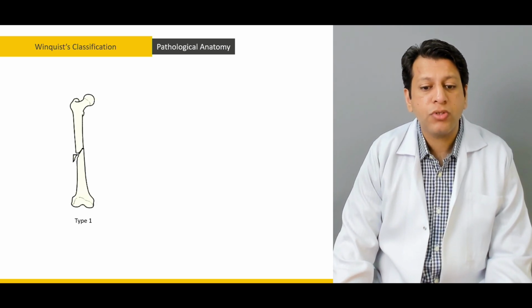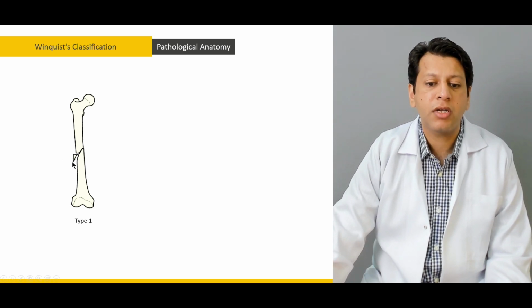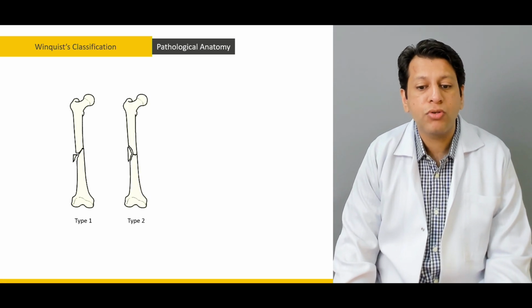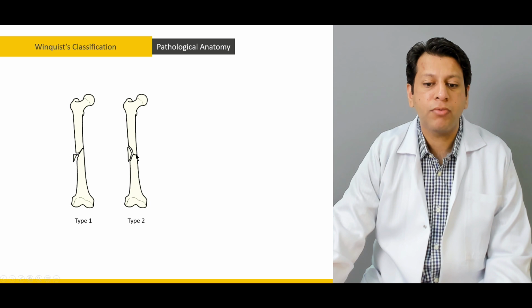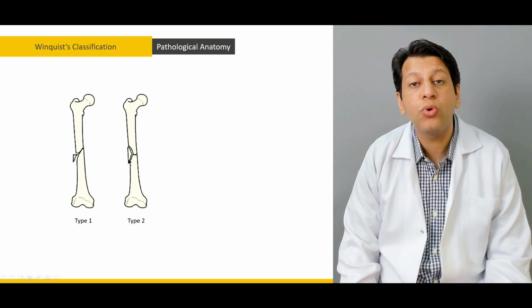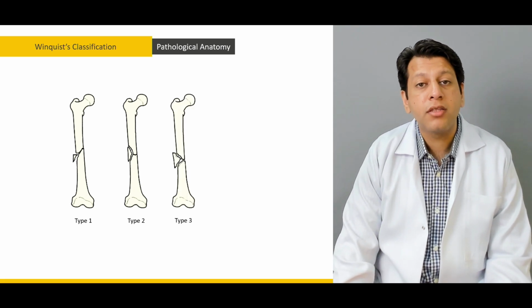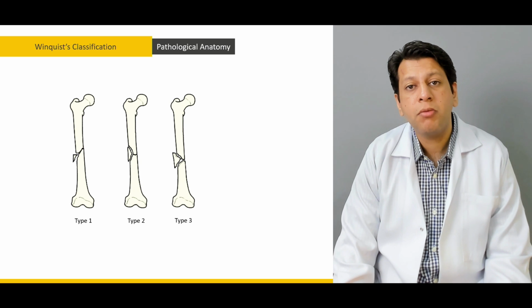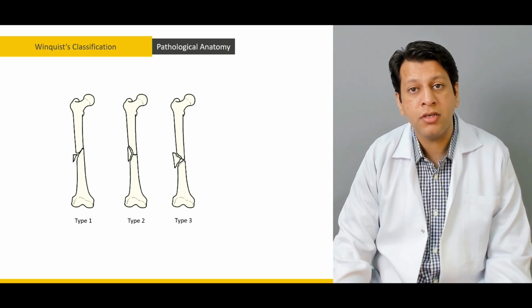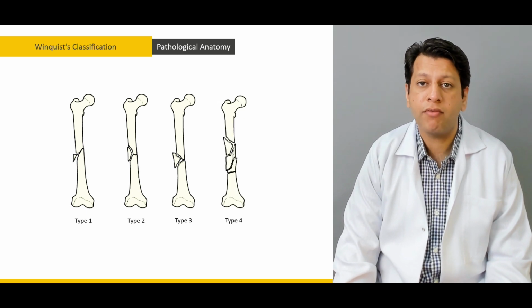Type 1 was an oblique fracture where the butterfly segment is less than 50% of the area. Type 2 was also an oblique fracture, as you can see over here, but the butterfly segment was more than 50% of the area. In type 3, the butterfly fragment is more than 50% and is displaced, so this becomes a type 3 injury. And type 4 is a comminuted fracture of the mid shaft of the femur.